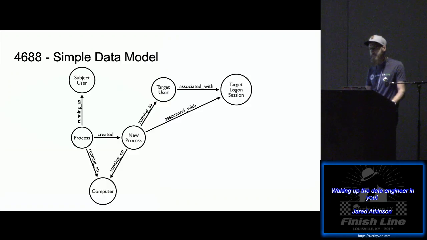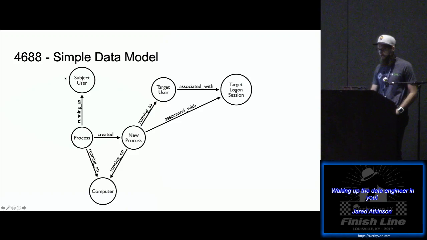Similarly, we have a 4688, and that tells us a process created a new process. So think of this as the parent process. This is the child process, or the process that was being created. Those processes are running on a computer. We have a subject user who is basically the parent, the user that was running as the parent process. And then we have that new process, the child process. It's associated with a target logon session, and it's also running as a target user, right? So that's the context this is telling us.